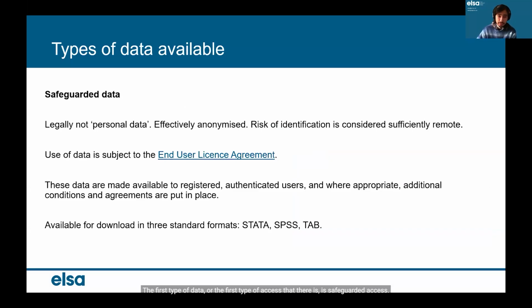The first type of access is safeguarded access. These are legally not personal data, as they are effectively anonymized, and the risk of identification is sufficiently remote. Use of this data is subject to the end user license agreement, as is every dataset in our collection.